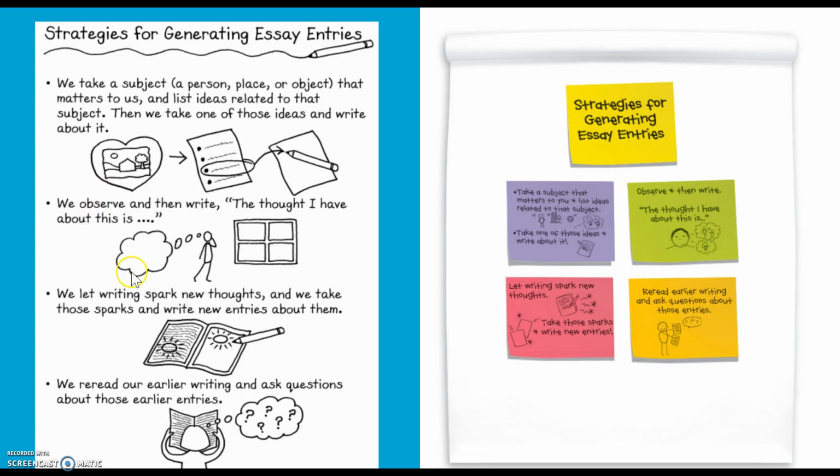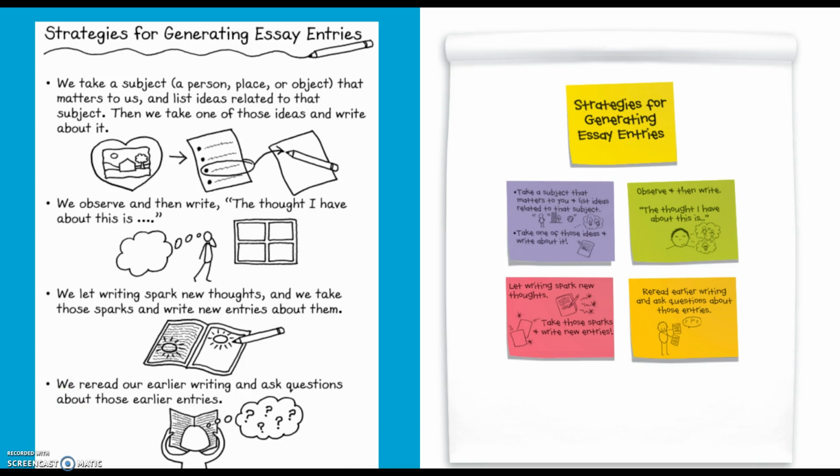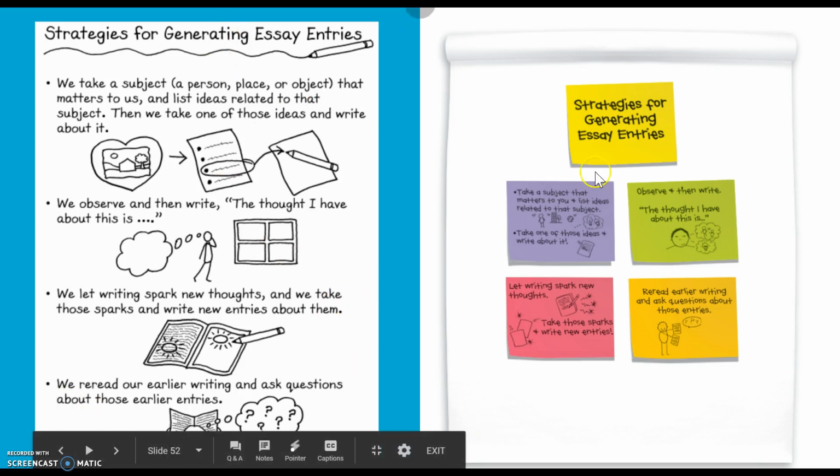So then this is we observe and then we write. And this was the exercise that we did where we closed our eyes and pictured ourselves with that person that we thought was so important to us. And then we spark new ideas and new thoughts. And this is when we worked on it yesterday, where we drew the sunshine and we asked ourselves prompts and then we kept building on them. And another step that we have not done yet is we reread our earlier writing and ask questions to help us develop new ideas. So all of these things are over here in our anchor chart that will be hanging in the classroom soon.